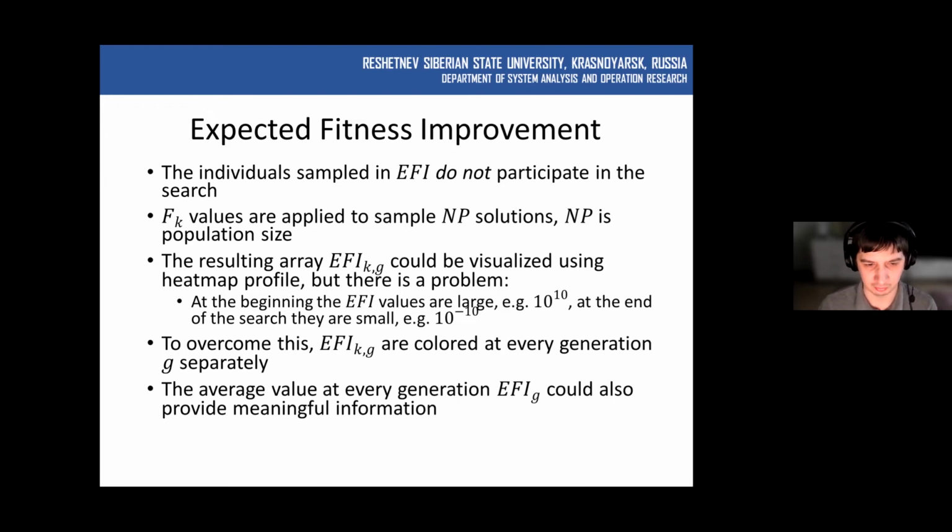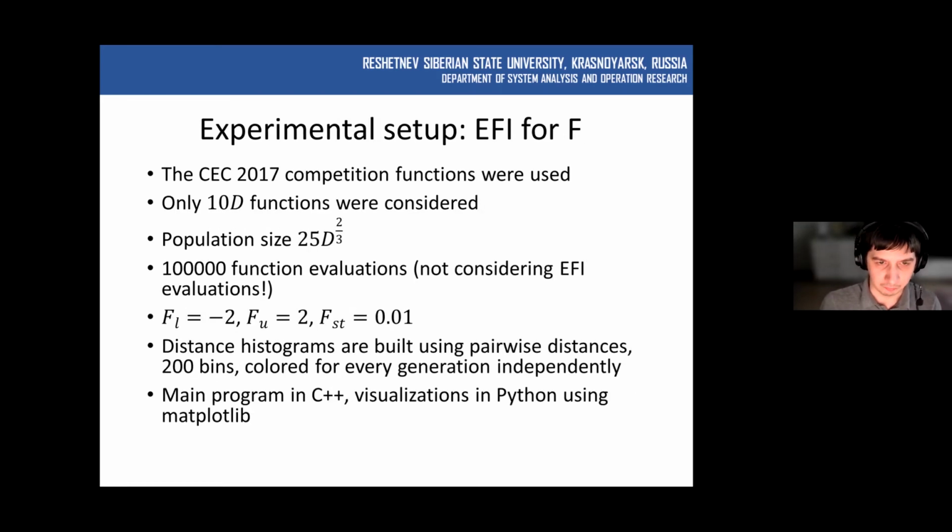So this, of course, uses a huge amount of calculations. Yes, and to build a good picture, we should also remember that at the beginning, the improvements are large, at the end, they're small. So in the pictures that I will show later, every column is colored differently. So we made experiments also on CEC 2017. For example, here the lower border of F was -2, the upper was 2, and the step was 0.01.